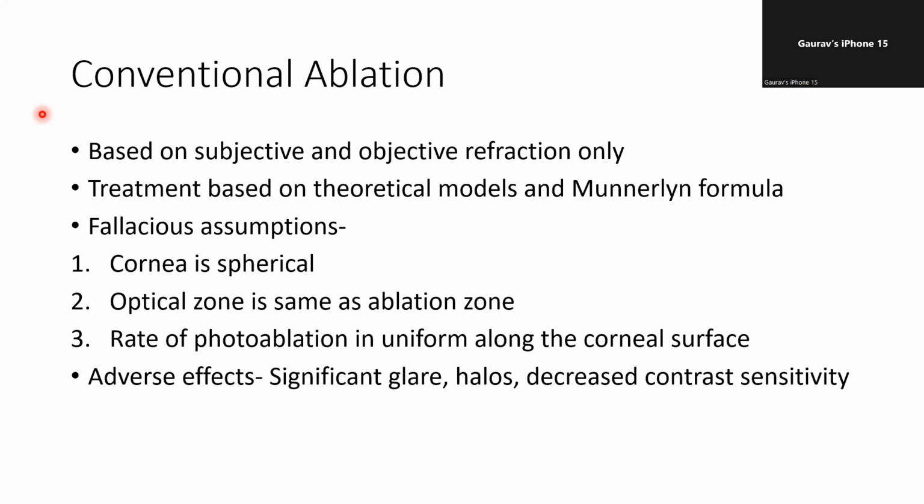The first one being that cornea is spherical, but as we know now that cornea is aspheric. It has a prolate shape. It is steeper in the center and flatter in the periphery. The second fallacious assumption was that optical zone was the same as ablation zone. And the third, that the rate of photoablation was uniform along the corneal surface. All these three factors led to various adverse effects with conventional ablation, which included significant glare, halos, and decreased contrast sensitivity.